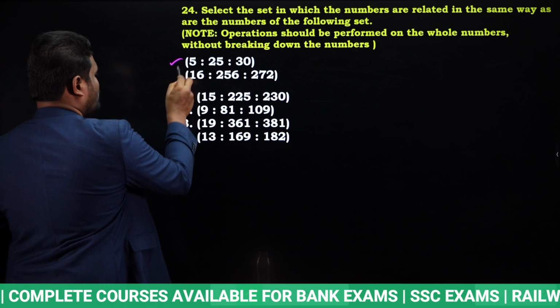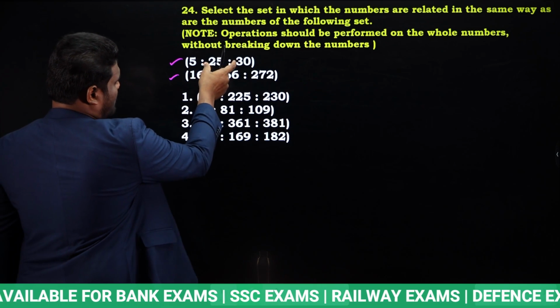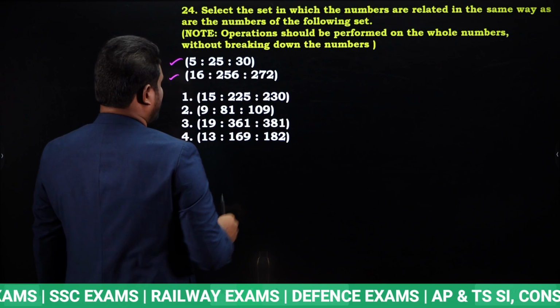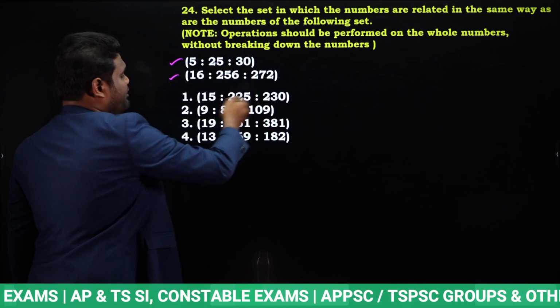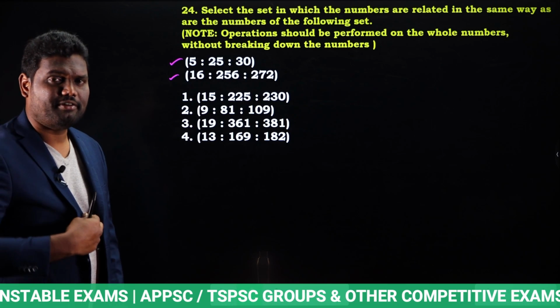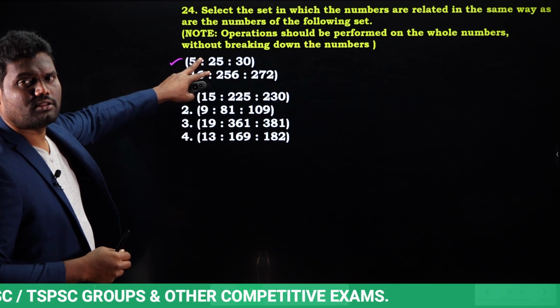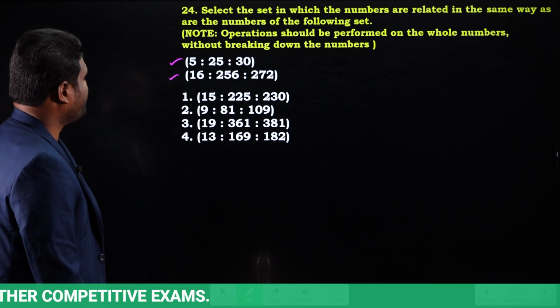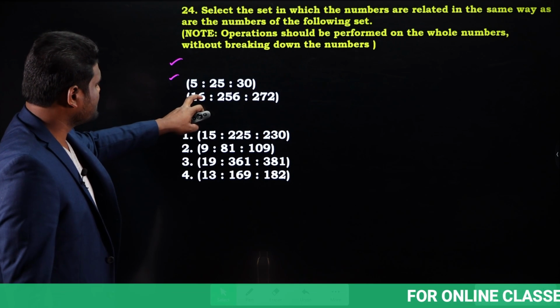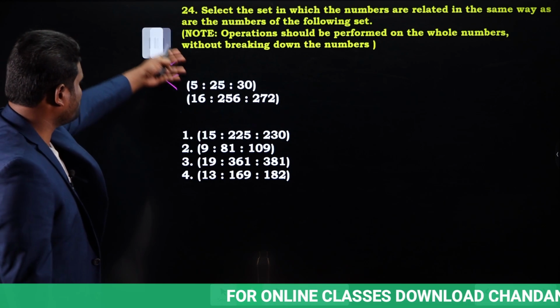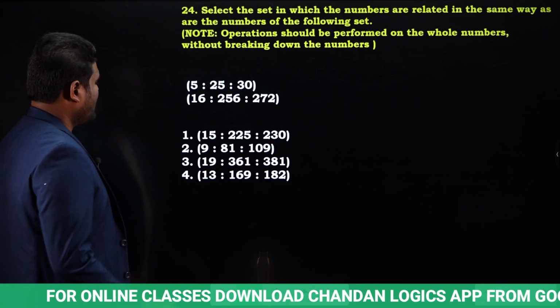Here we have 2 formats. Whatever logic is applicable here, the same logic should be applicable here also. Now we need to find which option is going to have the similar logic that is applicable for these two. Okay. 5, 25, 30, 16, 256, 272. Now which option is going to have the similar logic? Now look at this one.